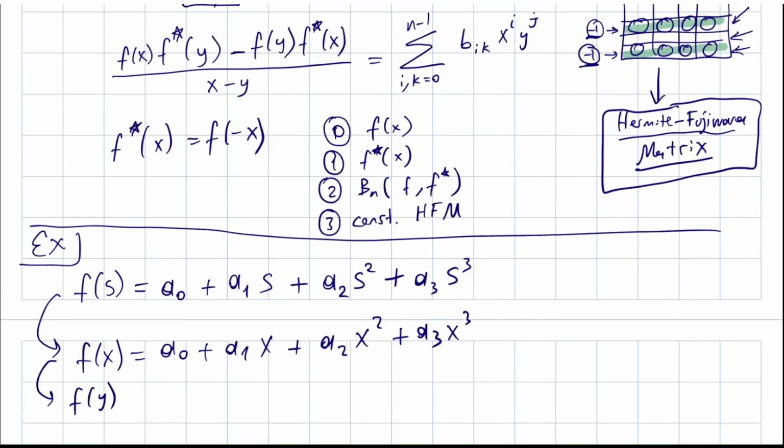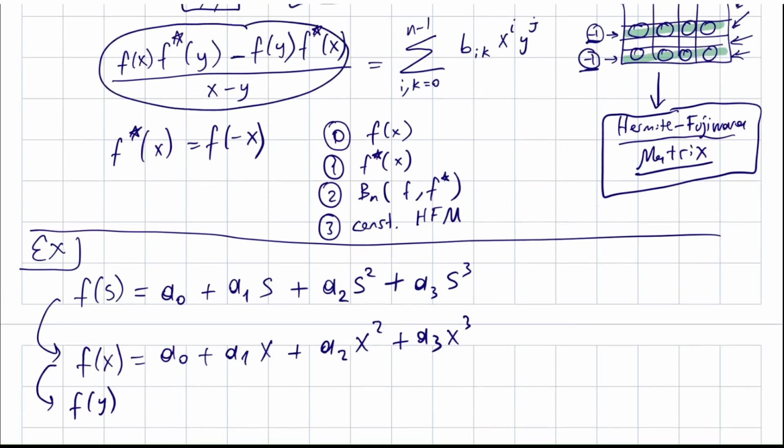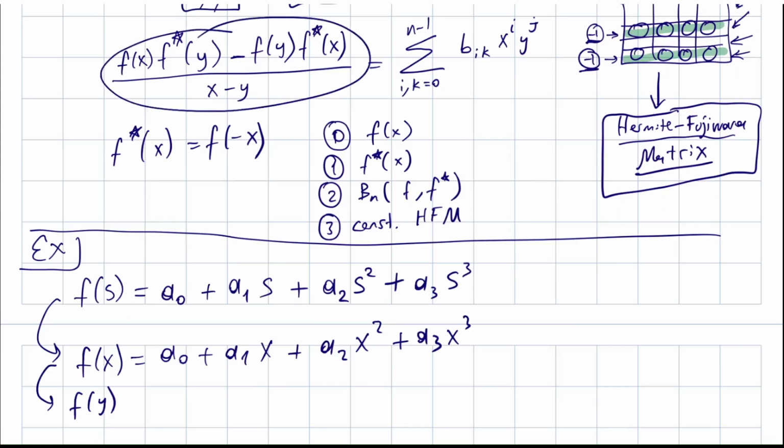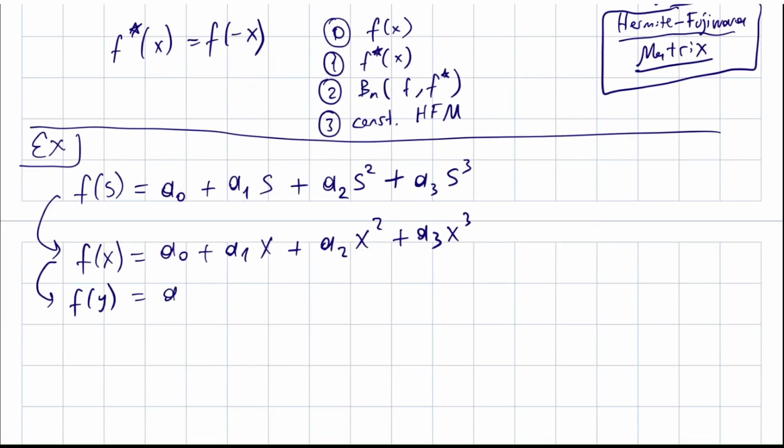Yeah, f of y, because we are going to use this formula. And then we are going to construct our Bezout matrix and then the Hermite Fujiwara matrix. But now we need to structure what we have so that we are able to use this formula straightforwardly. We have f of x, and we need f of y, and we need f star of x. A0, A1, A2, A3. Okay, f star of x.